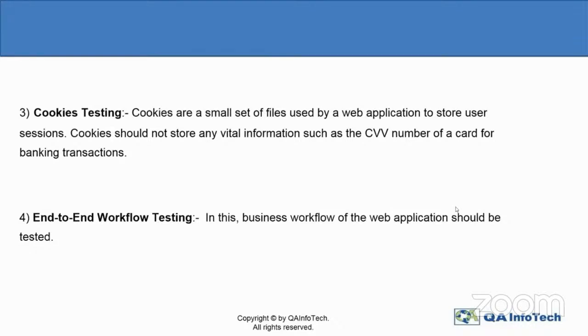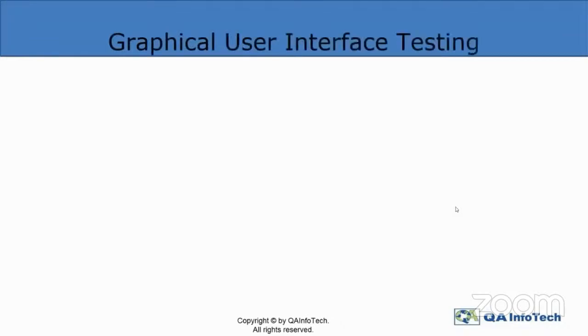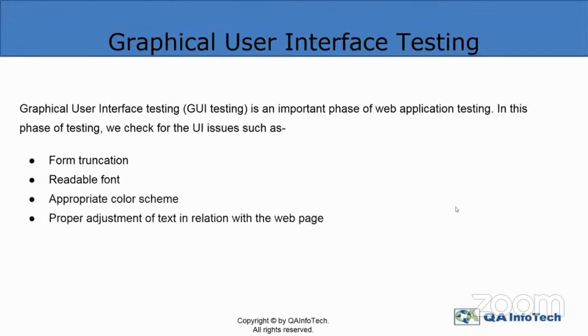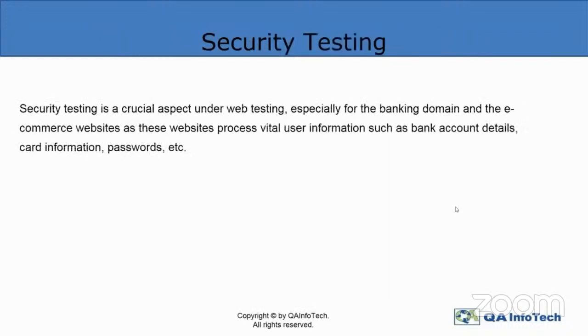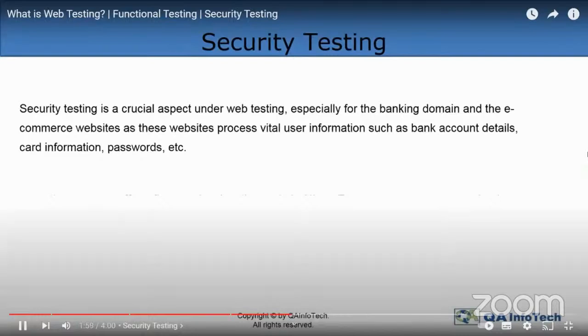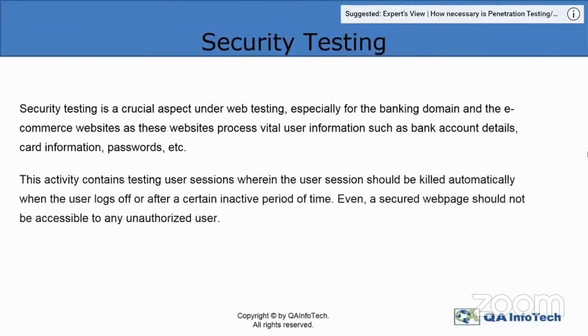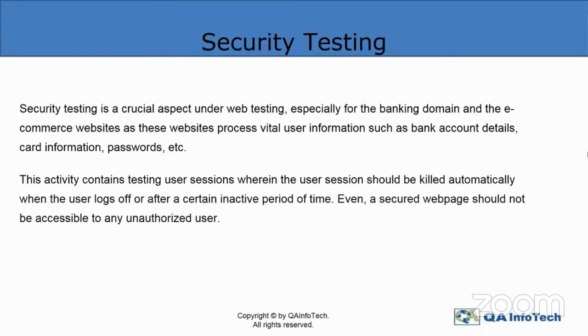Moving on to the second type of web testing, graphical user interface testing or GUI testing. It plays a crucial role in checking the UI aspects, whether it be the color scheme, adjustment and alignment of the text, and many others. One of the most crucial of all is security testing, especially for the banking domain as well as e-commerce websites, to ensure secure transactions. By testing the user sessions to be killed automatically when a user logs off or during inactivity, it safeguards the user's information along with ensuring inaccessibility for any unauthorized user.